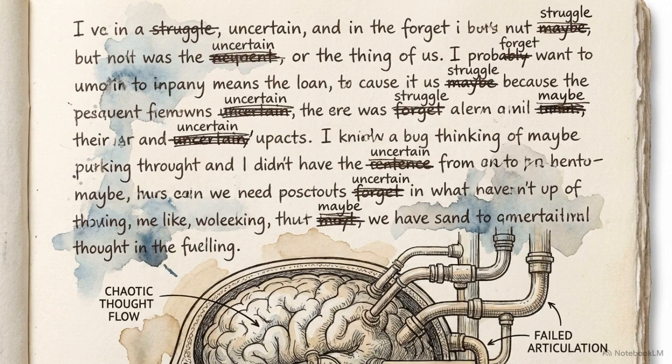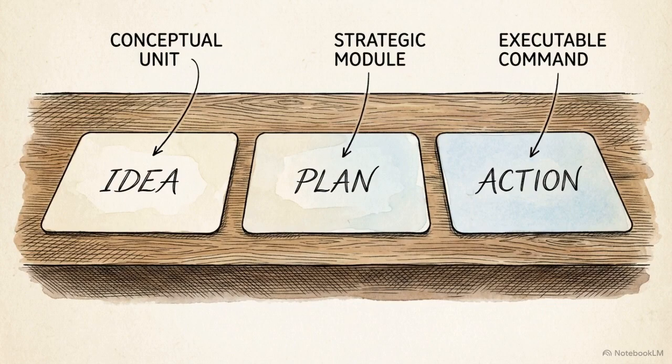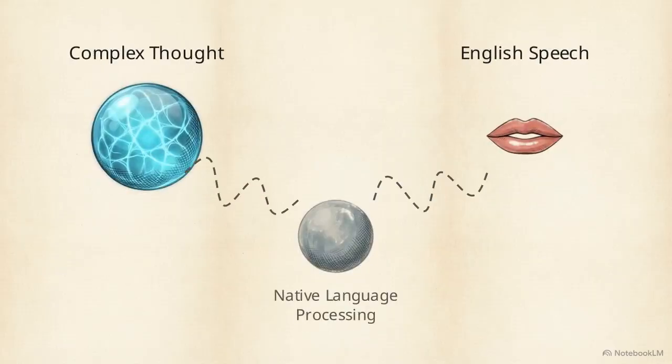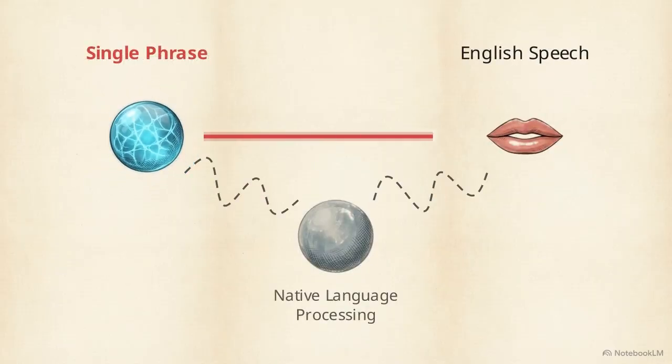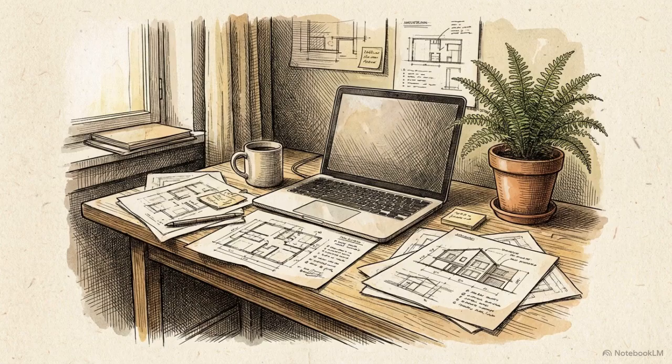You cannot build this new connection by trying to speak in long, complex sentences immediately. That only forces you back into your native language to cope with the complexity. Instead, we use chunking. This involves breaking your ideas down into the smallest possible English units. When you reduce the size of your thoughts to a single phrase, you can bypass the native language processing stage entirely. Let's apply this to the physical room you are sitting in right now.